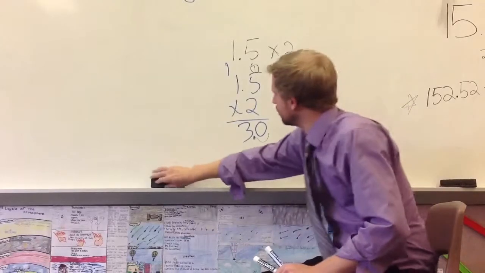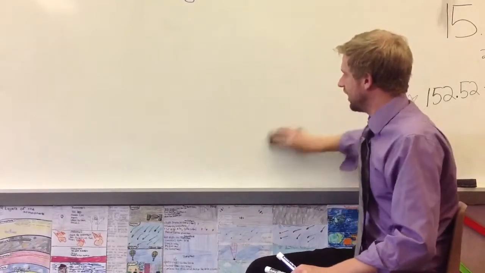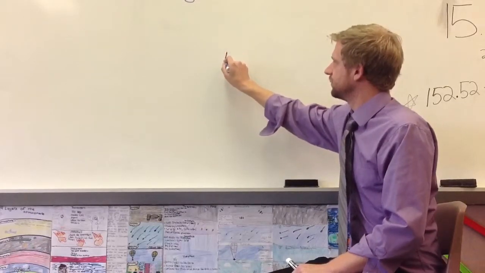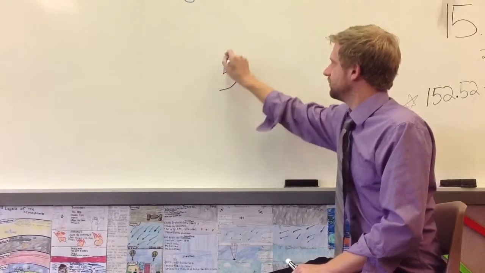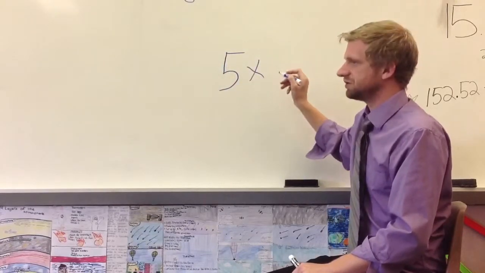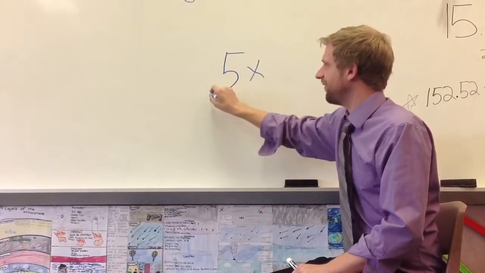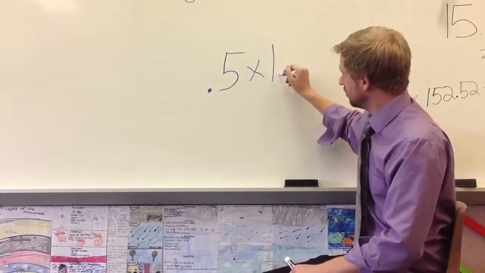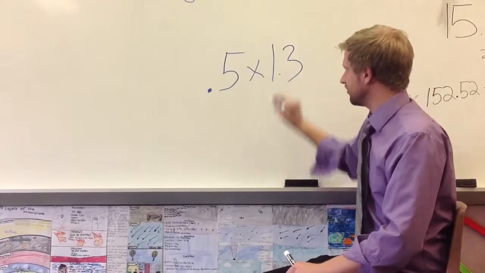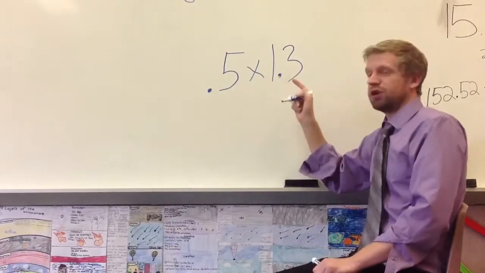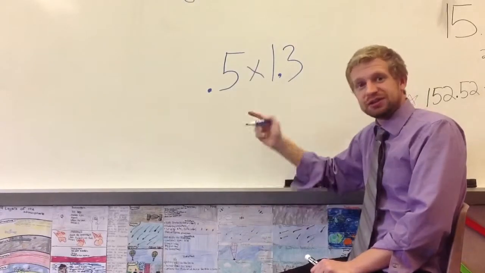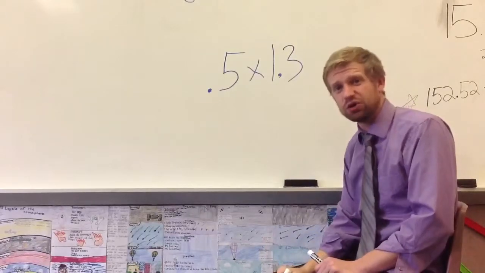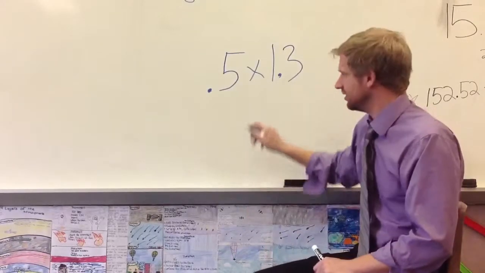I'm going to show you another problem using the algorithm way. So imagine I'm multiplying 5/10 times, let's make it a hard one, 1 3/10. So I now have 5/10 times 1 3/10. Wow, yes, you're multiplying 2 decimal numbers, both numbers have decimals. That's okay, because it's easy.